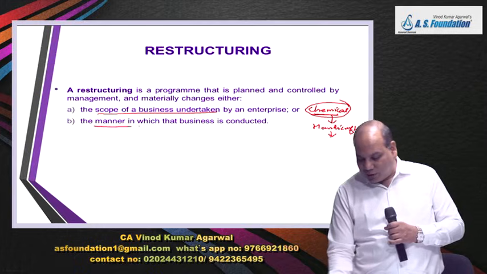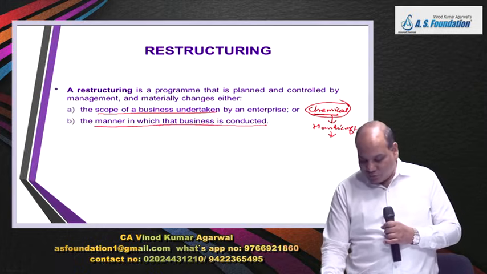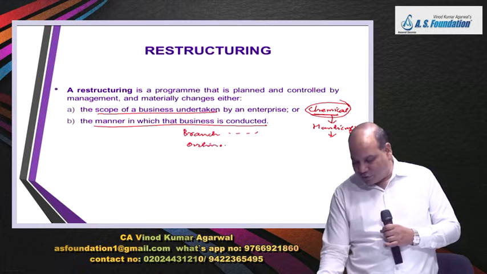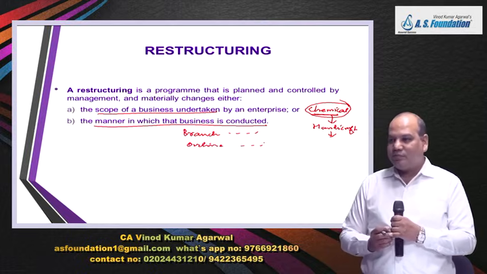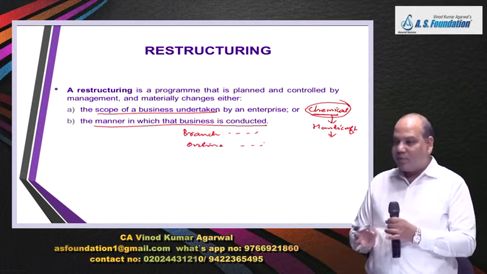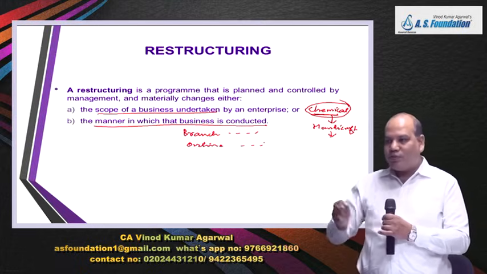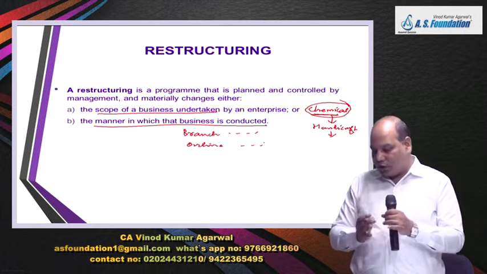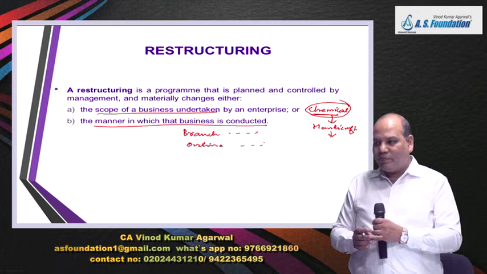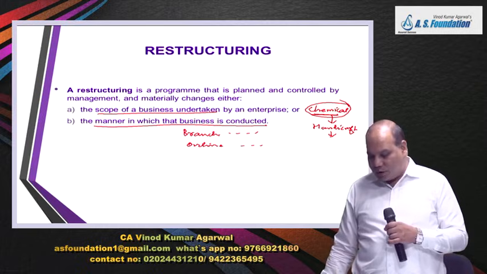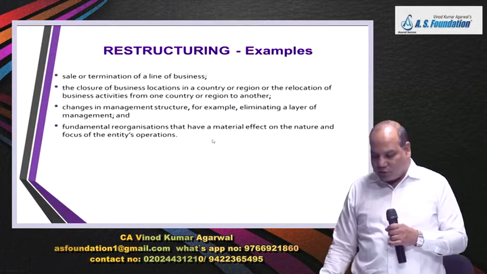Or it can be the manner in which the business is conducted. For example, earlier you had a branch network. Now you have closed down the branches and you have gone into online sale activity. I am selling the same product, but instead of selling it through several branches which involve huge fixed cost, the company may go for online sale. You receive the order, sell the product, so you don't have to incur elaborate expenses in running the business. This is just an example.